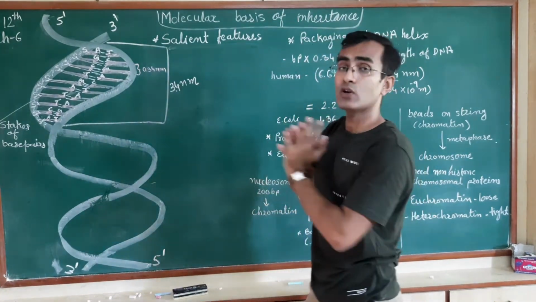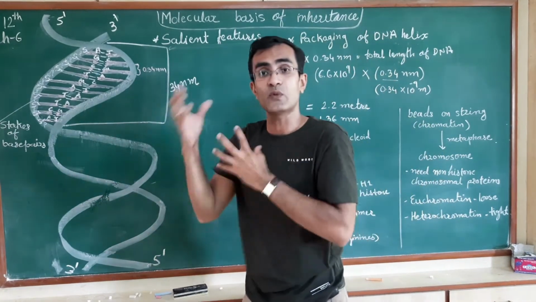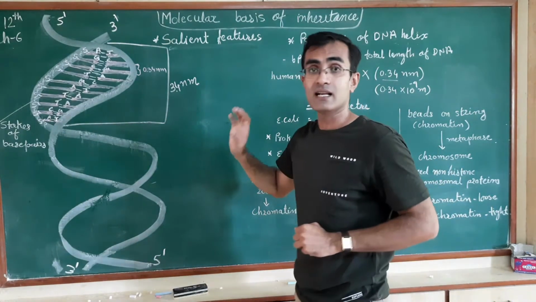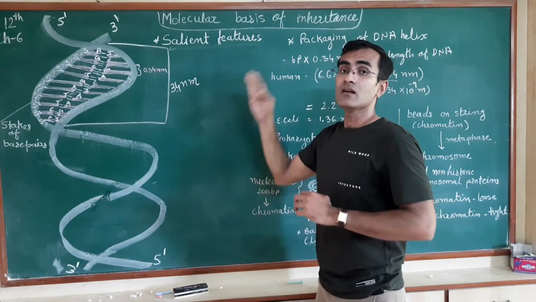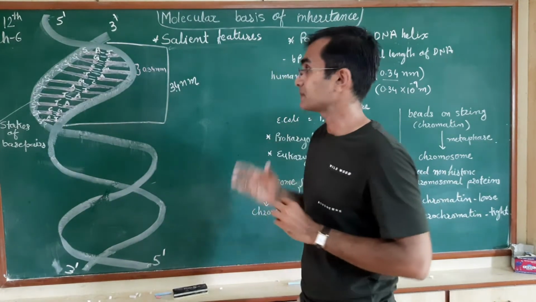Now, if we want to convert this nanometer into meter, we simply need to multiply this figure by 10 to the power minus 9. So it is the 10 to the power minus 9 part of the meter.